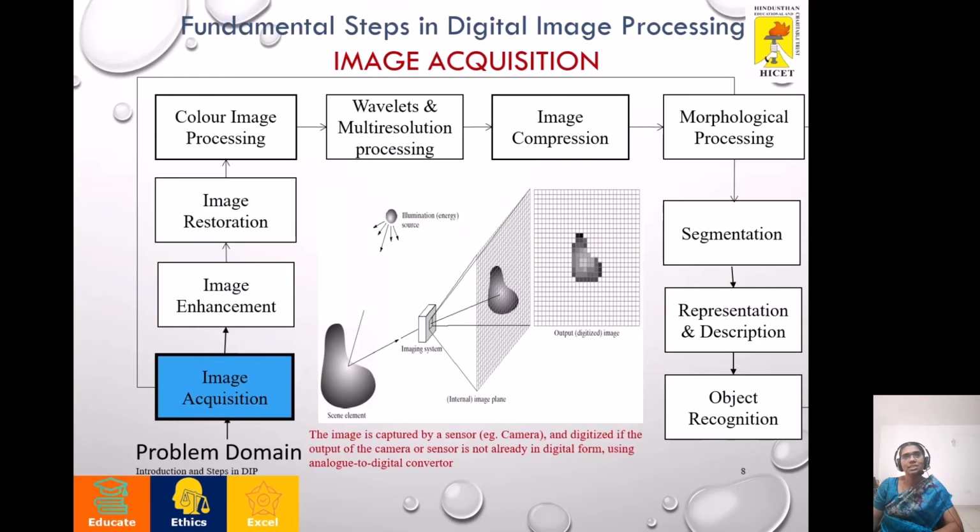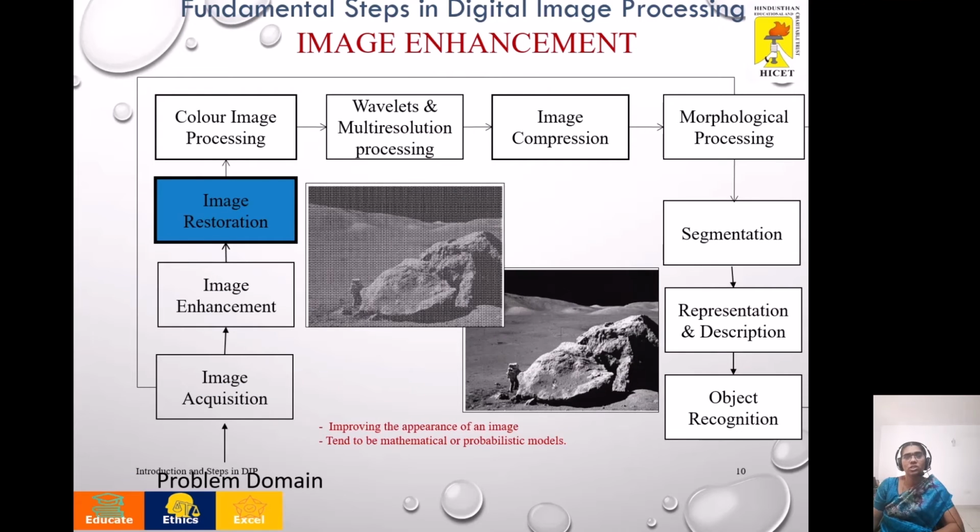And the next step involved is image restoration. If the image is affected by noise, that noise has to be removed and the image has to be restored. For example, in this image, the image is affected by periodic noise. This noise has to be removed based on the mathematical knowledge about the periodic noise, and the image can be restored. So restoration is also trying to improve the appearance of the image, but it is based on an objective model, which is a mathematical model, whereas image enhancement is a subjective process.